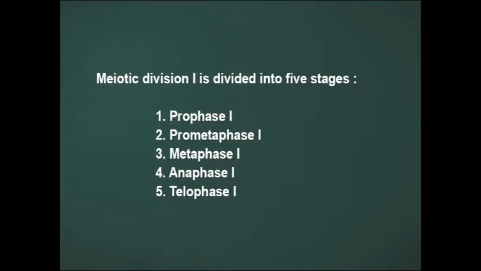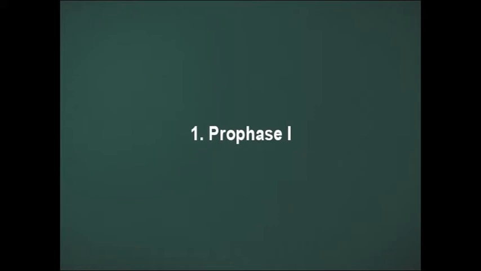Meiotic division 1 is divided into 5 stages. Number 1, prophase 1. Number 2, prometaphase 1. Number 3, metaphase 1. Number 4, anaphase 1. And number 5, telophase 1. Prophase 1 is the longest stage of the meiotic division and includes the following sub-stages. Roman number 1, preleptotene.